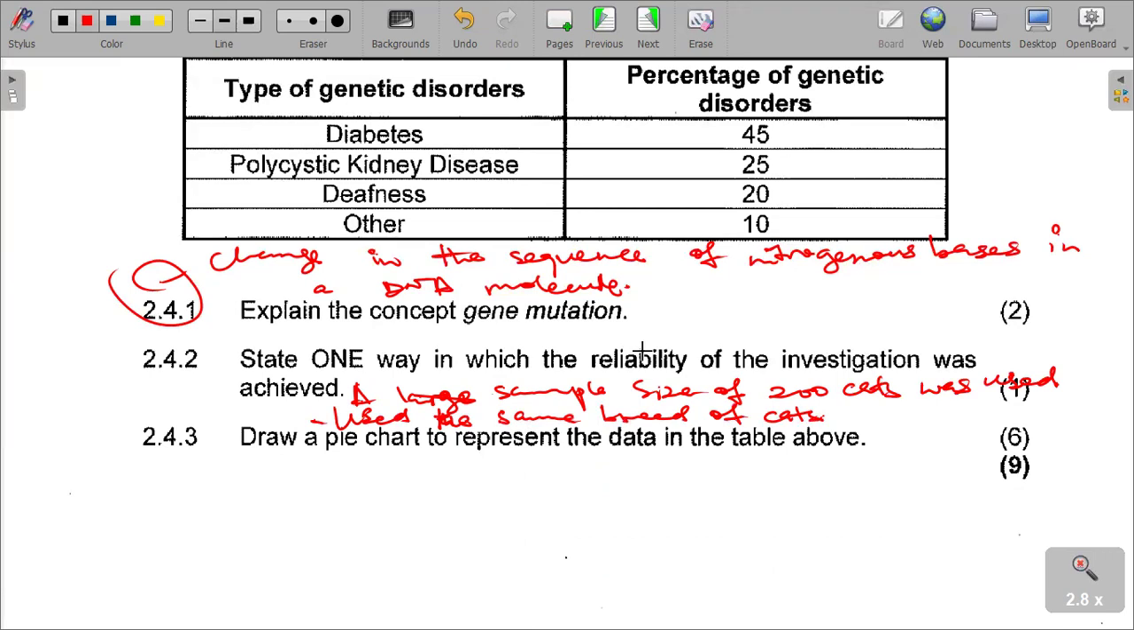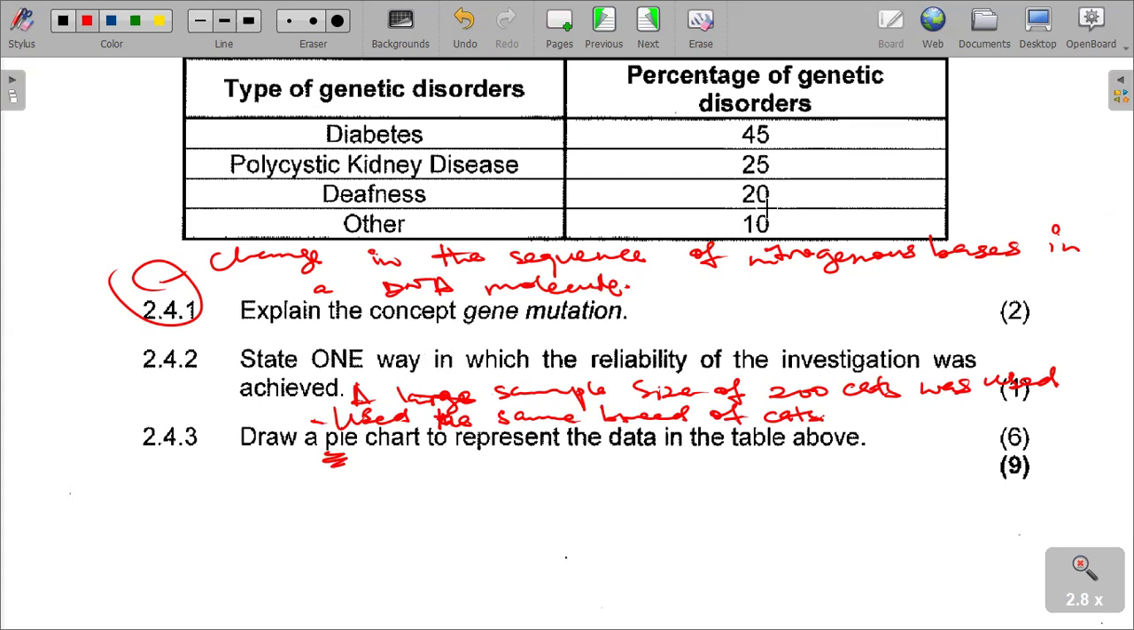Draw a pie chart to represent the data in the table above. In terms of drawing this pie chart, we must calculate the degrees first of each of the segments that need to be drawn. The pie chart must have a title. But before we go there, we must calculate.